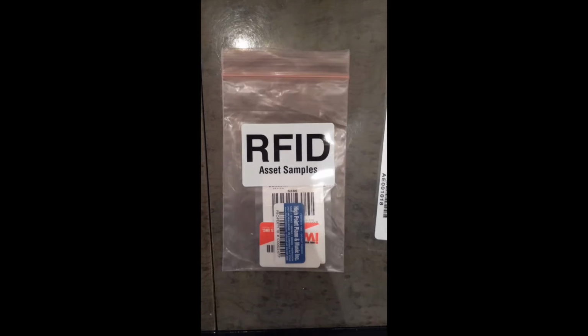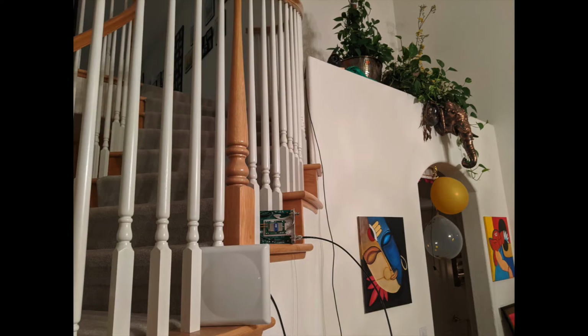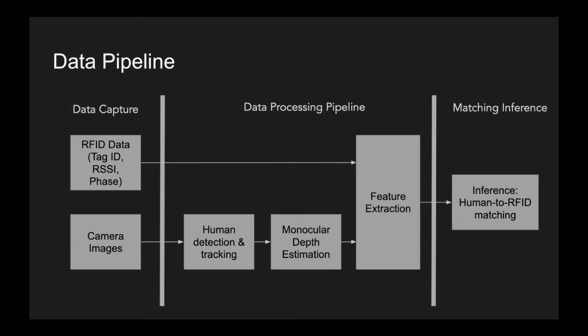The system works by tagging assets with RFID tags. With an RFID reader and a camera by an exit point, the system can identify which people are leaving the building with PPE and notify security if a theft is occurring. Our data pipeline has three main stages: collecting, processing, and matching. We capture vision data from our video camera and RSSI information from our UHF RFID reader.